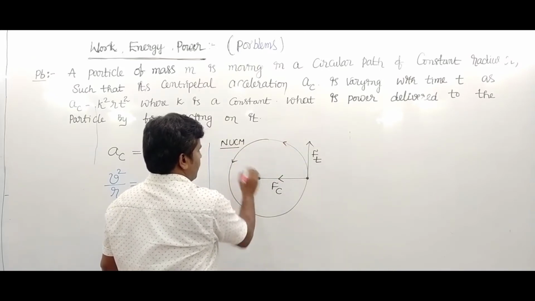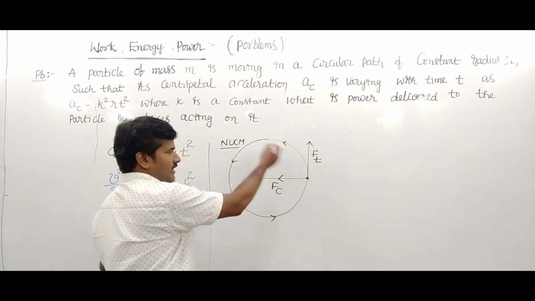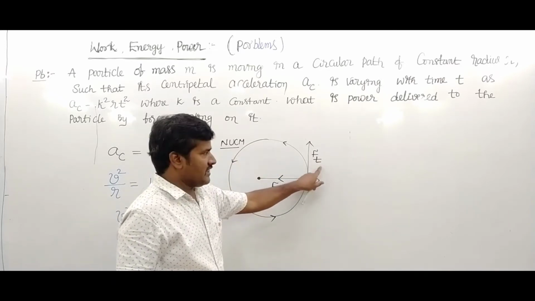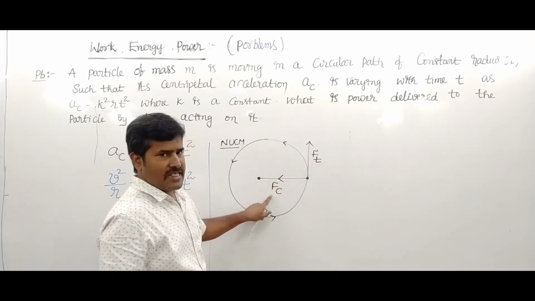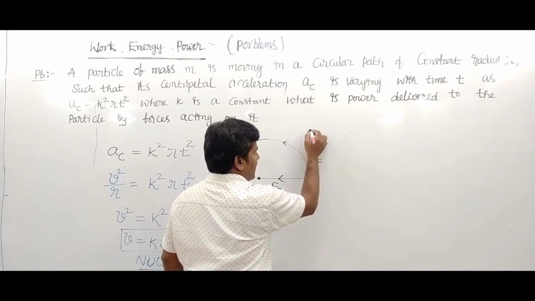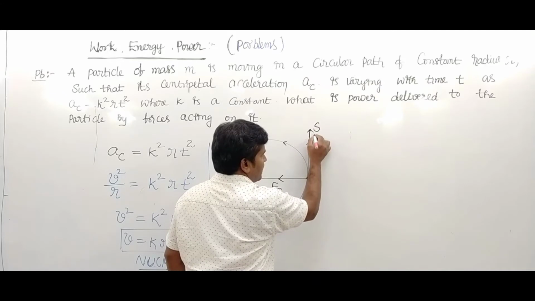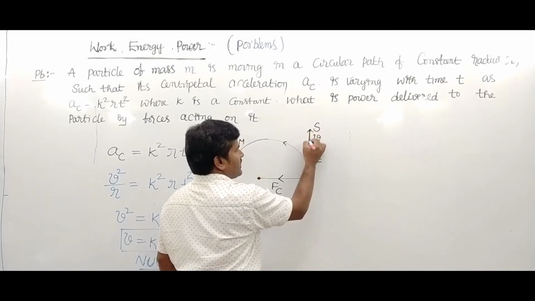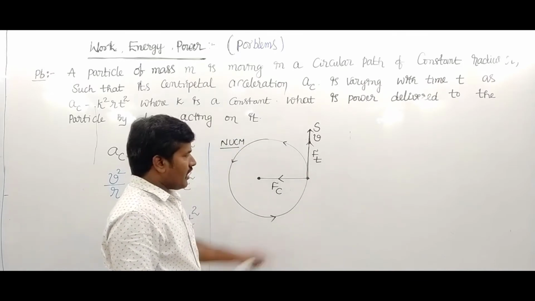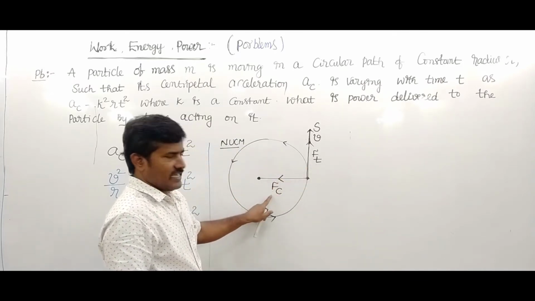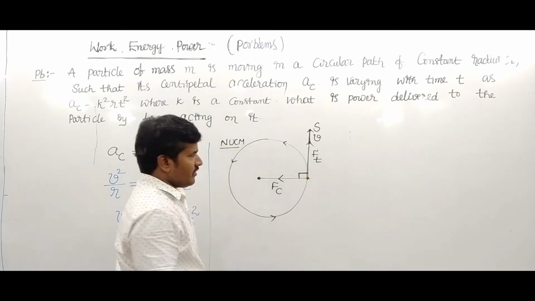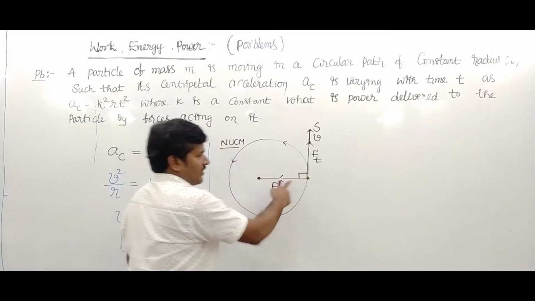So the particle is revolving in this circular path. There are two forces: one is tangential force, another is centripetal force. Displacement and velocity are always tangential. So Ft and Fc are mutually perpendicular. This is a non-uniform circular motion.